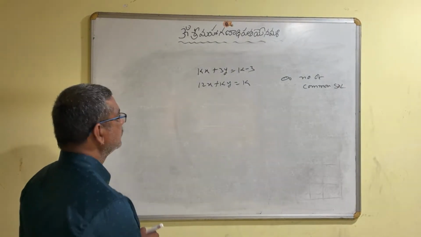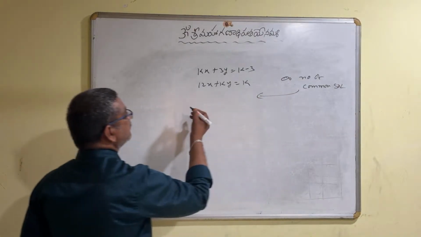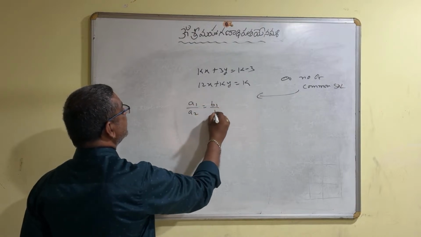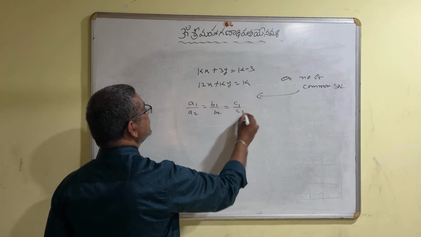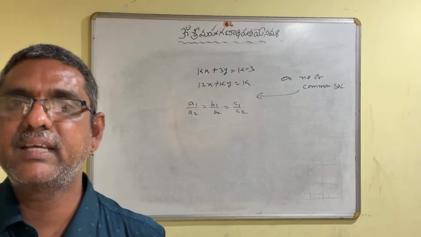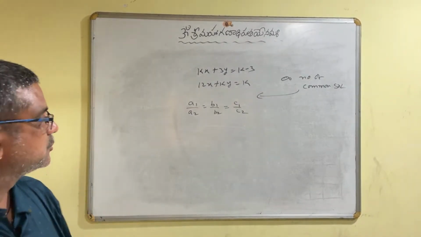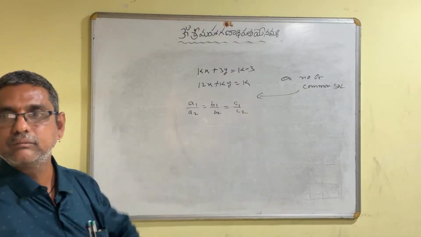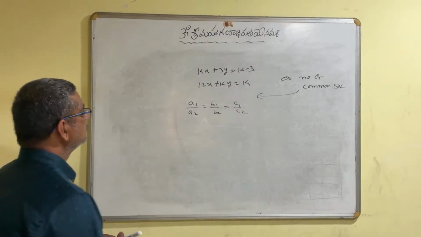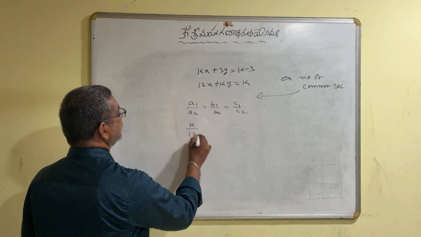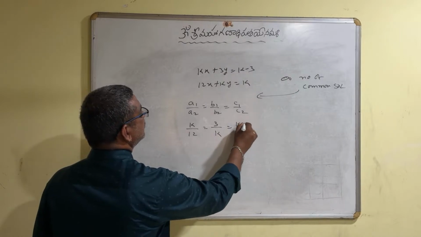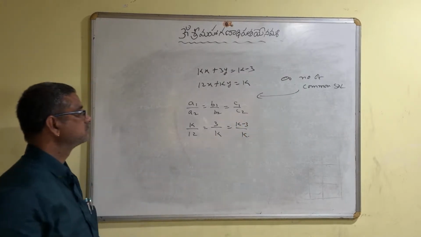Now, what is the condition for infinite number of common solutions? a1 by a2 is equal to b1 by b2 is equal to c1 by c2. Once again, the given pair is having infinite number of common solutions, so they satisfy this condition. Okay? Now, substitute the values. k by 12, 3 by k, k minus 3 by k.